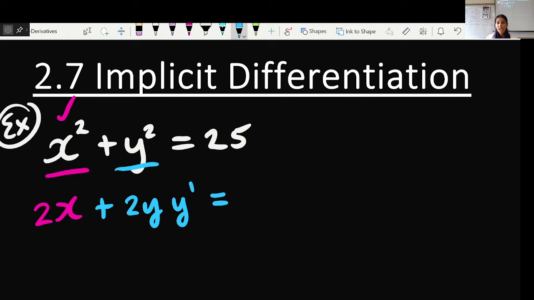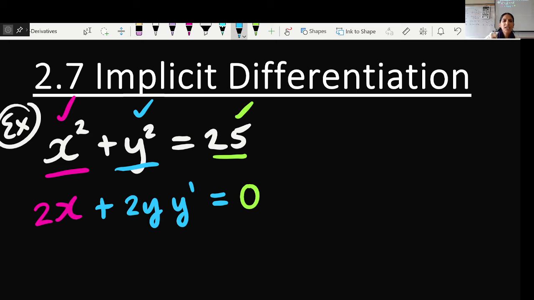And then we also need to take the derivative of the constant that's on the right side of the equation, which is just equal to what? It's just equal to 0. So we've dealt with that. We've dealt with that. So far, so good?